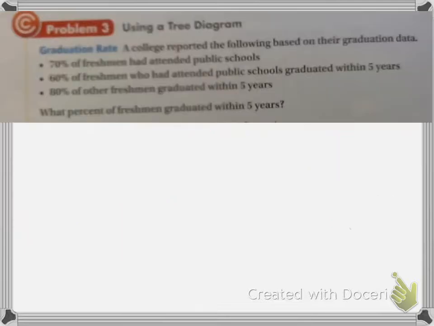Okay, problem 3 talks about using a tree diagram. It's a little bit hard sometimes to tell when you want to use tree diagrams and when you don't. But when they give you something, especially when they're comparing two things, in this case 70% of freshmen attended public schools, and then they're going to use freshmen of other schools. So let's start by talking about, we got public, we got other. Okay, 0.7 was public, so that means 0.3 has got to be other.